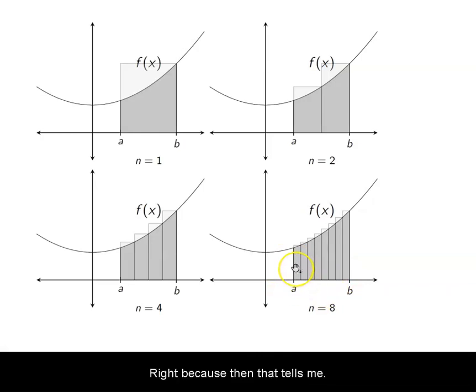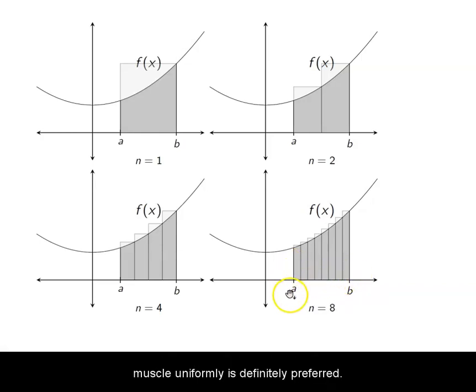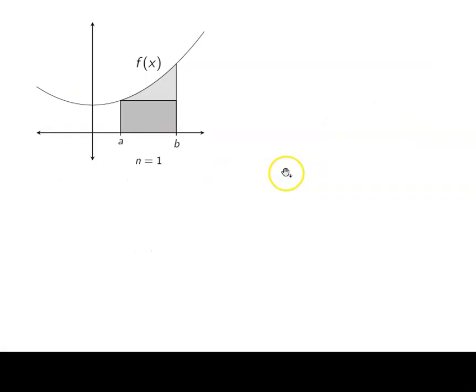It's much easier if they're equal in length, right? Because then that tells me it's very methodical, it's systematic. If I did it all willy-nilly, there's not really any formulas I can develop for that, right? So it's much easier if I can develop some sort of formula. So uniformity is definitely preferable.